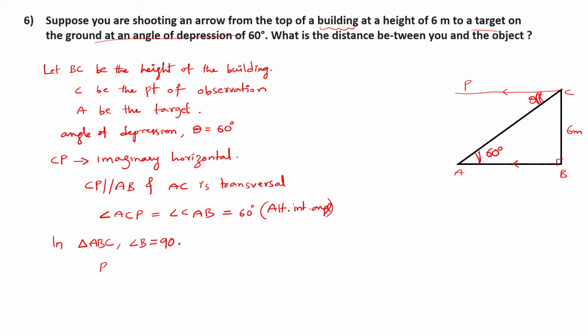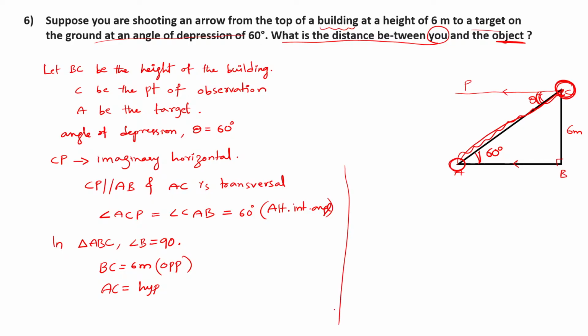Now, from the given data, we have BC equal to 6 meters. With respect to our theta, BC will be the opposite side and AC will be the hypotenuse. Here what we need to find is the distance between you and the object. You in the sense observer. The observer is standing here and the target is at point A. So the distance between the observer and the target is nothing but AC. So we need to find the length of the hypotenuse.